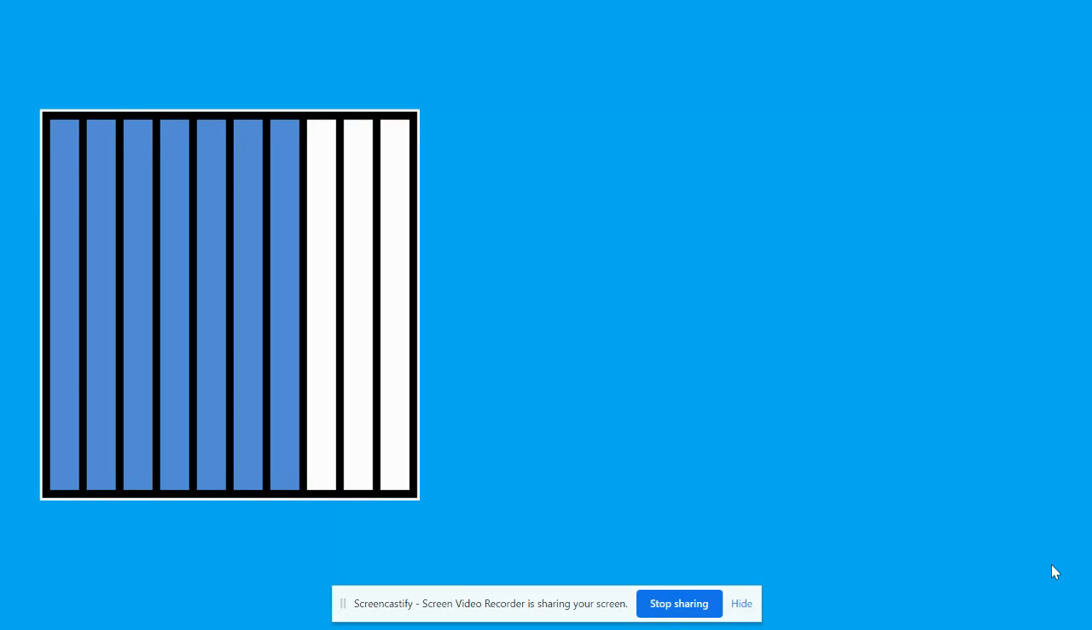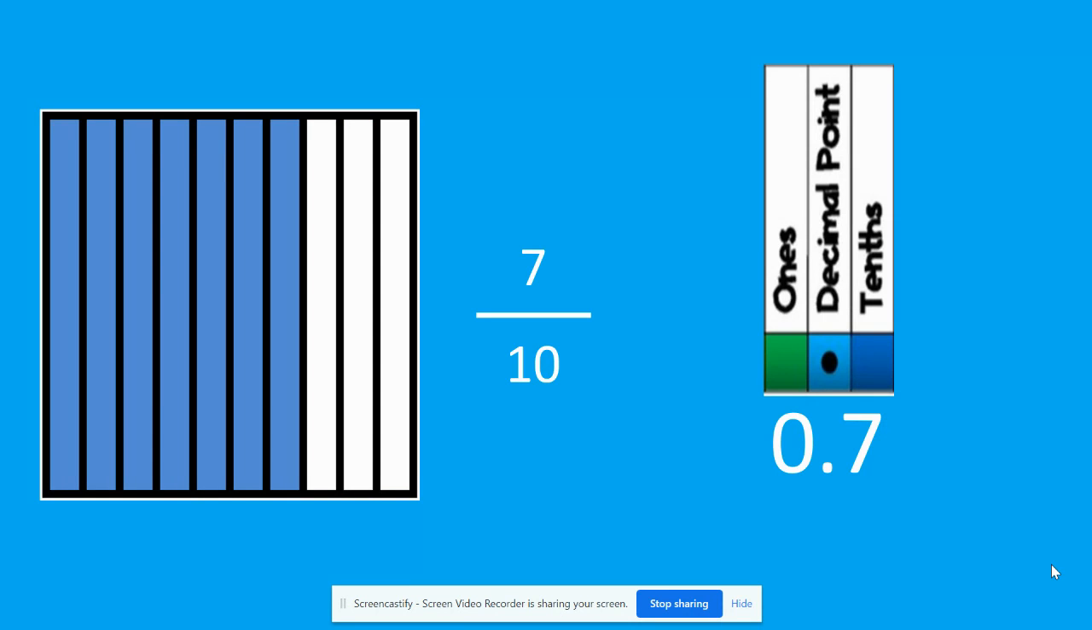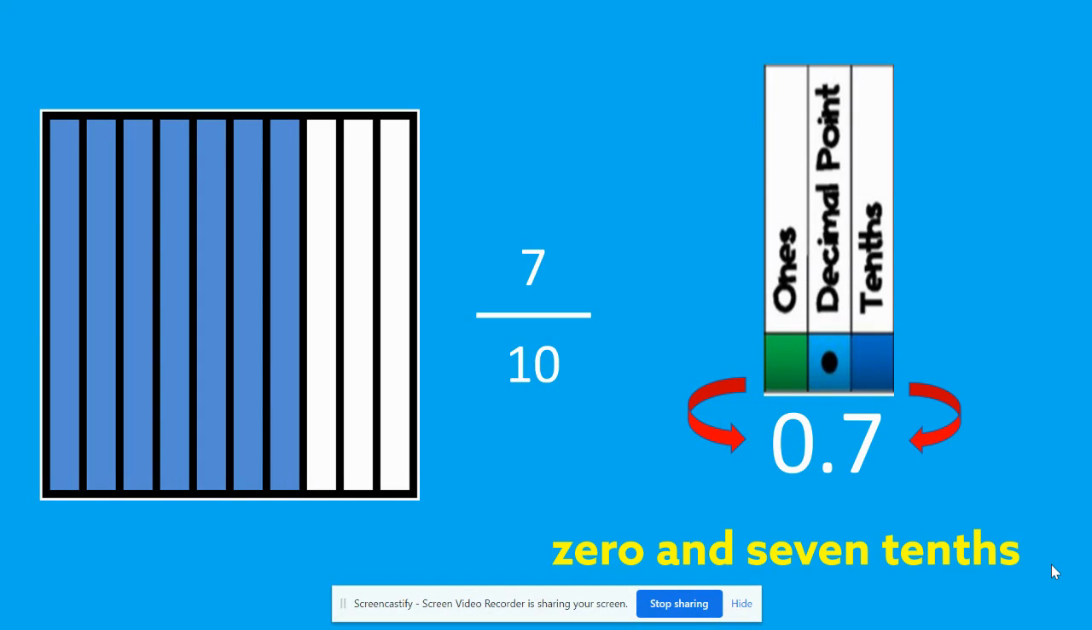So let's try another one. This is one whole broken into 10 equal parts again. This time, 7/10 are shaded. Again, I would have nothing in the ones place, 7 in the tenths place, and I would say 0 and 7/10.